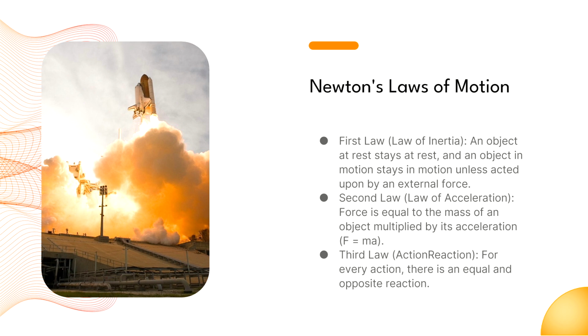So for the first law, every object persists in its state of rest or uniform motion in a straight line unless compelled to change that state by forces impressed on it. For the second law, force is equal to the change in momentum per change in time.